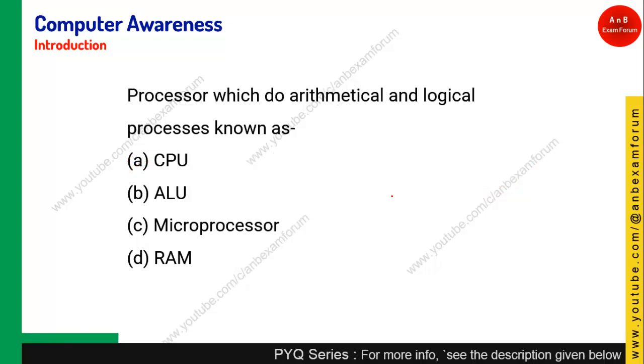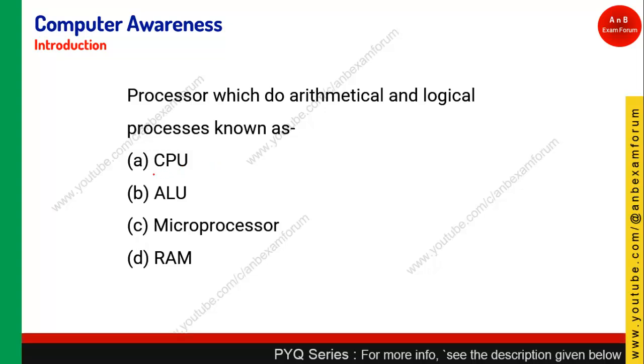Coming to the next question, the processor which does arithmetic and logical processing is known as? As I told you in the beginning, the CPU, central processing unit, consists of ALU, CU and memory, and the ALU performs arithmetic and logical operations.